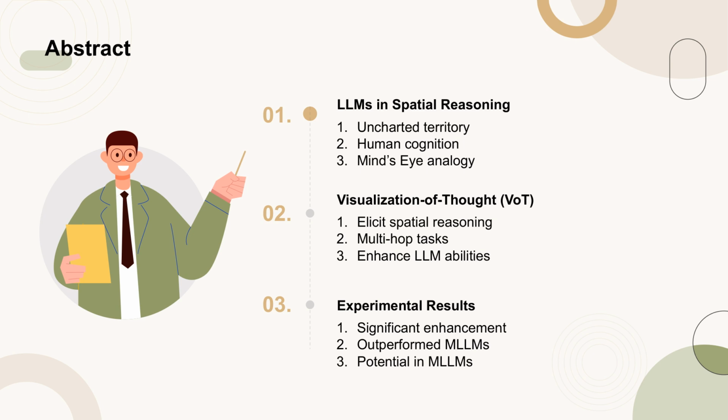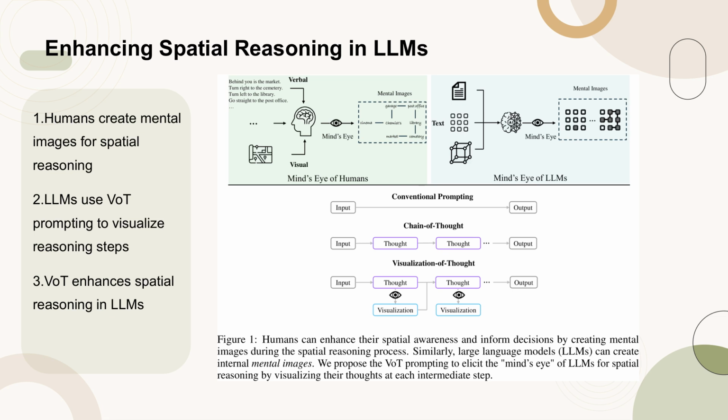Although VOT works remarkably well on LLMs, its ability to generate mental images to facilitate spatial reasoning resembles the mind's eye process, suggesting its potential applicability in MLLMs. Figure 1 illustrates how humans enhance their spatial reasoning by creating mental images during the process. Similarly, large language models, LLMs, can create internal mental images. We propose visualization of thought, VOT, prompting to elicit the mind's eye of LLMs for spatial reasoning by visualizing their thoughts at each intermediate step. This method significantly enhances the spatial reasoning abilities of LLMs, as demonstrated in various tasks.